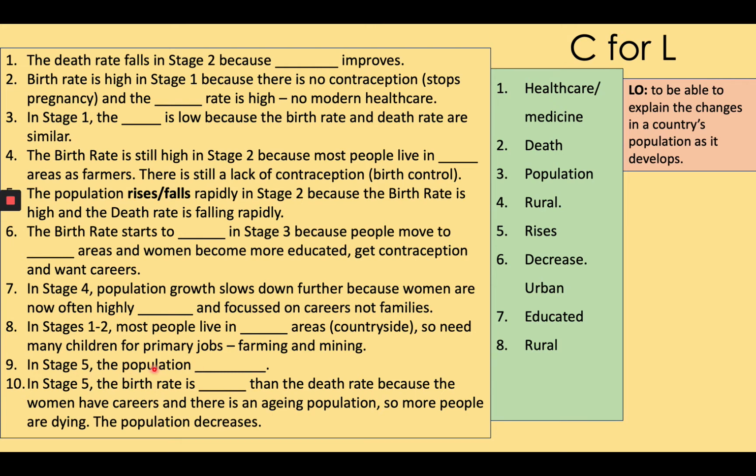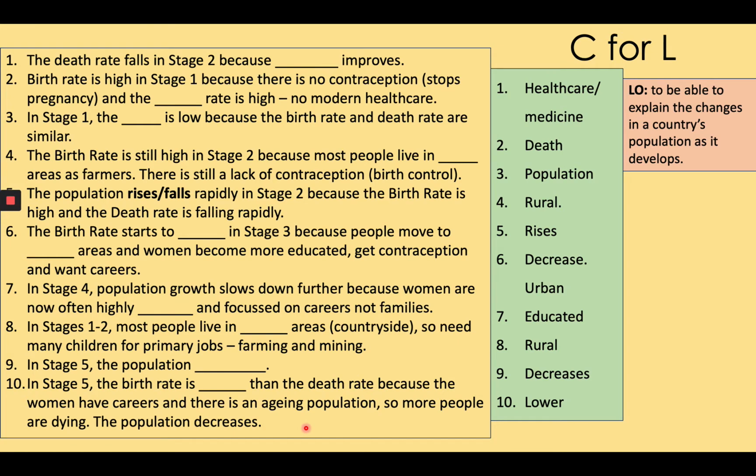Number 9, in stage 5, the population decreases. We call that natural decrease. In stage 5, the birth rate is lower than the death rate because the women have careers and there is an aging population, so more people are dying. As a result, the population decreases.